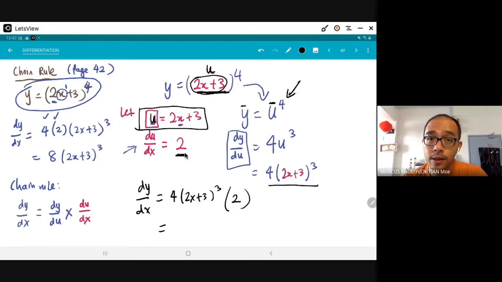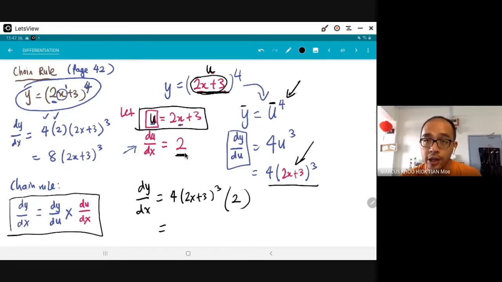Okay, and then we differentiate like normal, 4u to the power of 3. And then after that, you insert back the u inside. Okay, and then after that, you use what we call the chain rule. Do you notice that this chain rule is interesting? Because if you cancel the du and the du over here, you get dy dx.